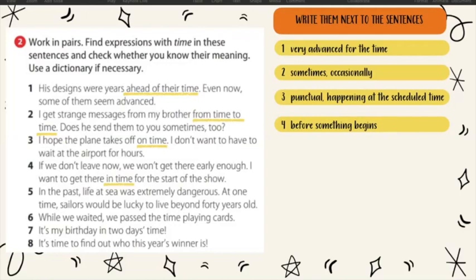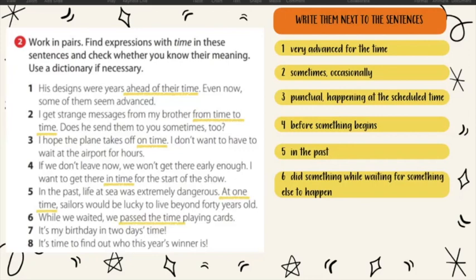Number 5, in the past, life at sea was extremely dangerous. At one time, sailors would be lucky to live beyond 40 years old. Oh, only 40 years old. So what does that mean? In the past, at one time, in the past. Number 6, while we waited, we passed the time playing cards. Pass the time means did something while waiting for something else to happen.